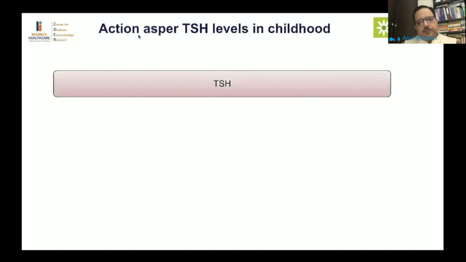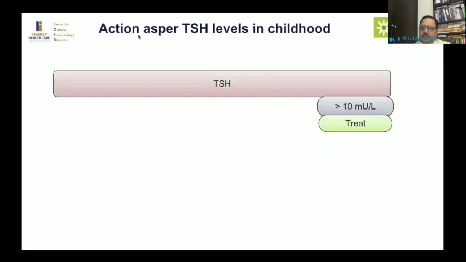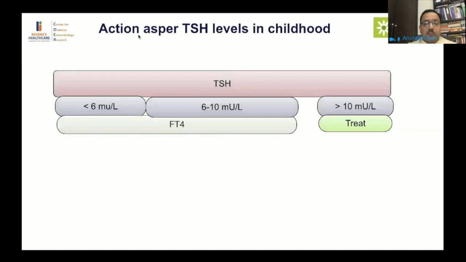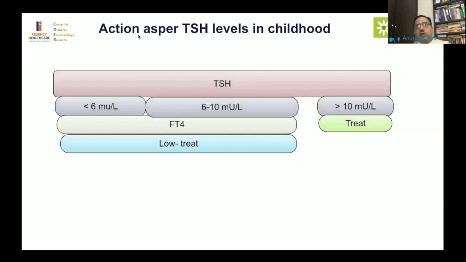What about childhood? In childhood, if the levels are more than 10, we have to think of treatment. If the TSH levels are less than 6, this is in the normal range. If it's 6 to 10, it is subclinical hypothyroidism. Action will depend upon whether the FT4 levels are low or not. If FT4 is low, we have to rule out central hypothyroidism and start treatment. But in most cases, FT4 will be normal.